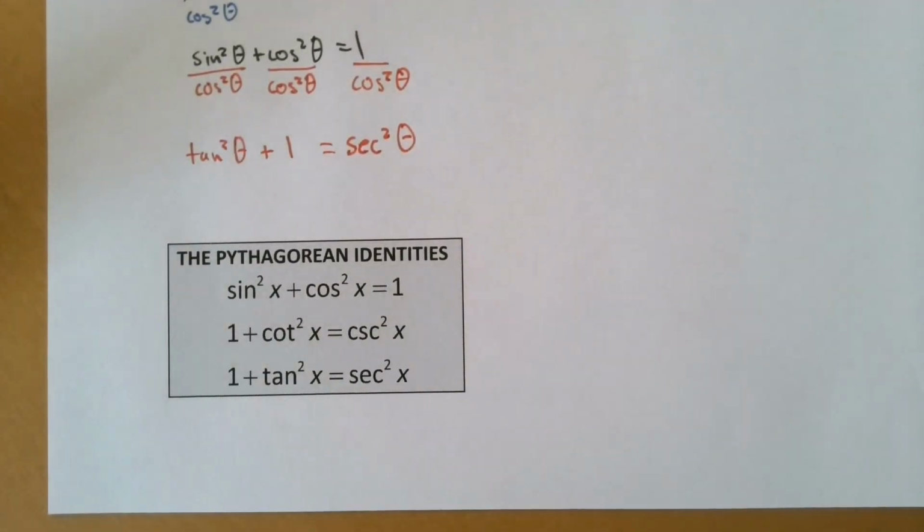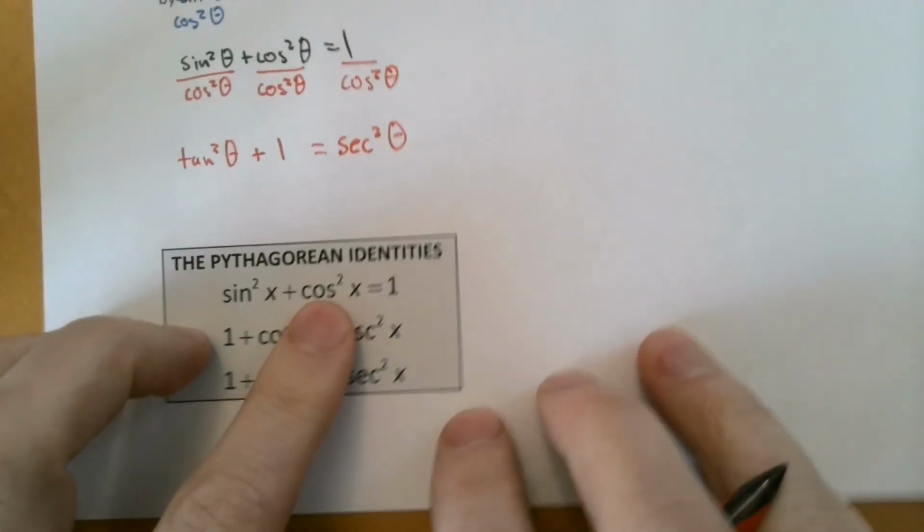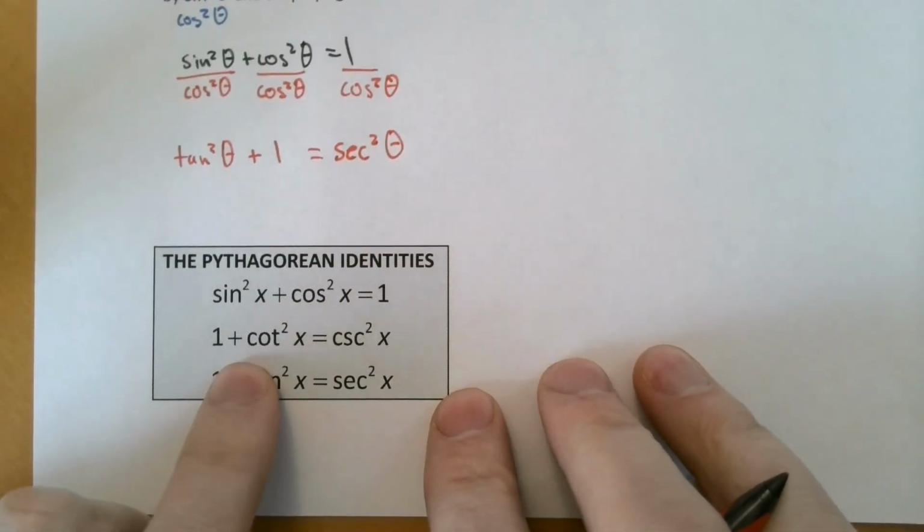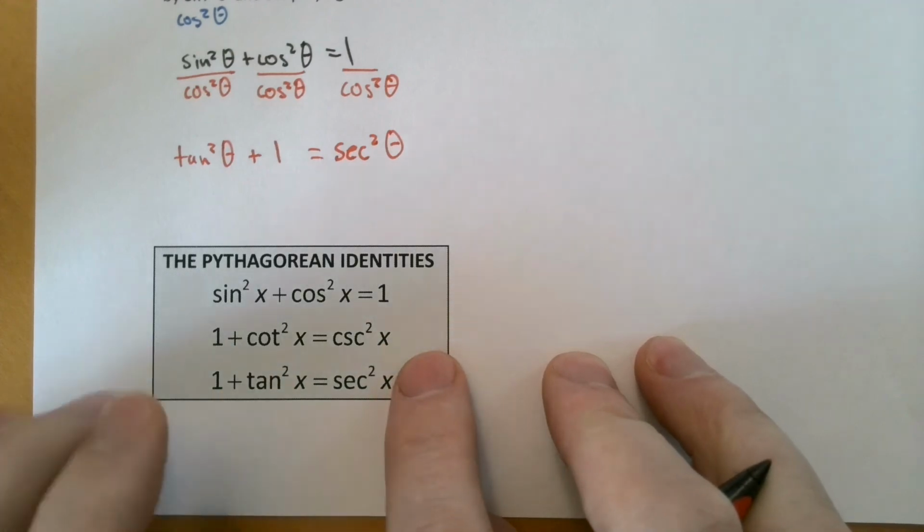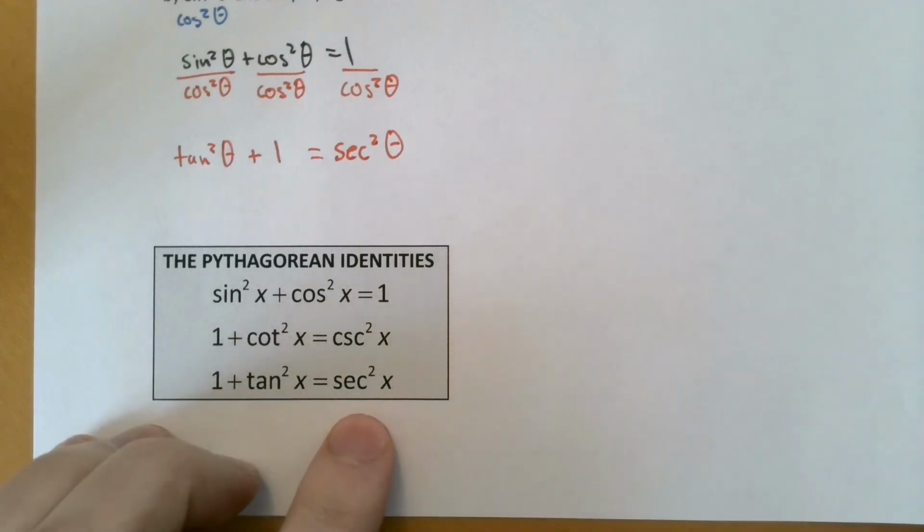Isn't it beautiful? So here are the 3 Pythagorean identities. Sine squared plus cosine squared equals 1. 1 plus cotangent squared equals cosecant squared. And 1 plus tangent squared equals secant squared.